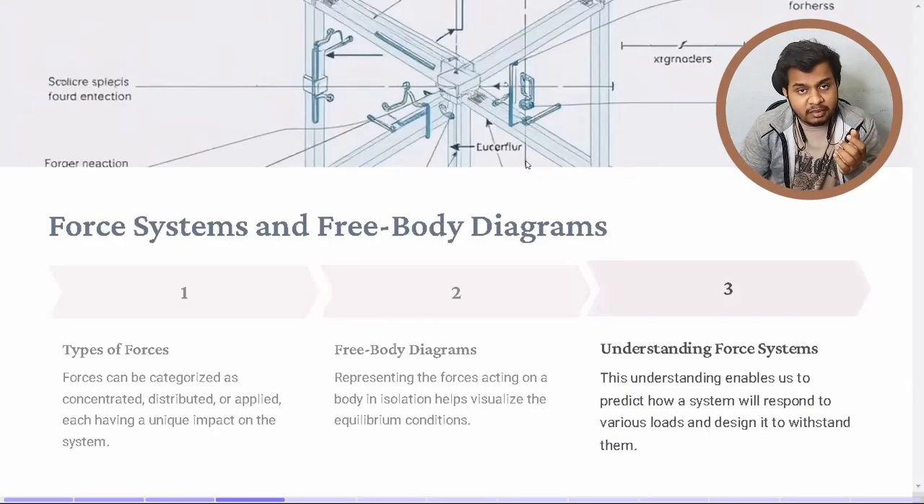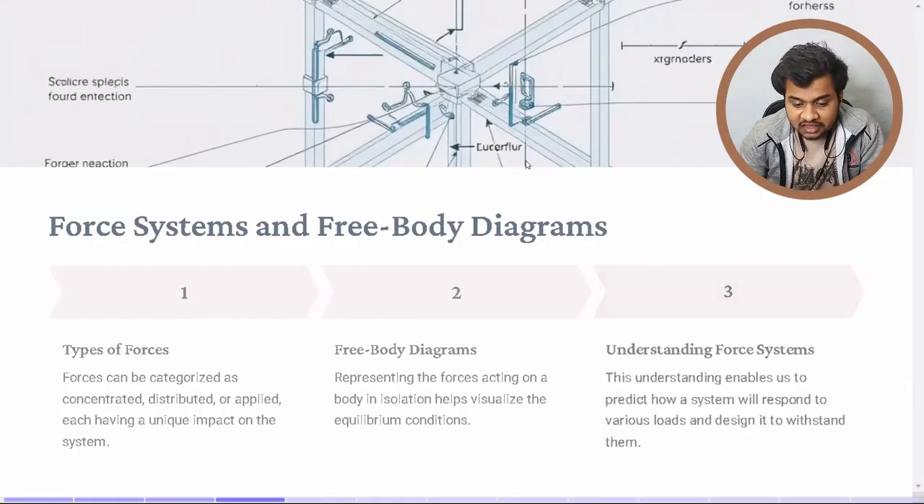Now, understanding force systems enables us to predict how a system will respond to various loads and design it to withstand them. These are the force systems and the free body diagram.